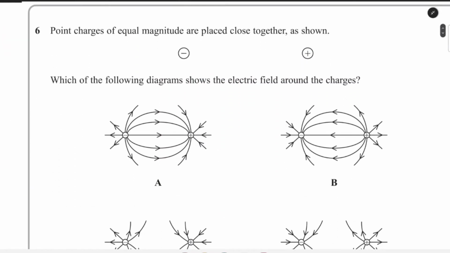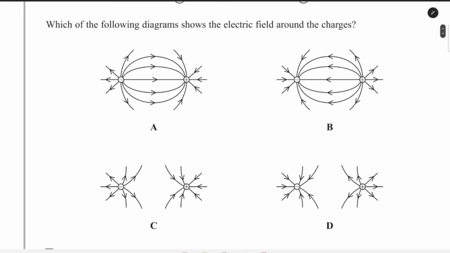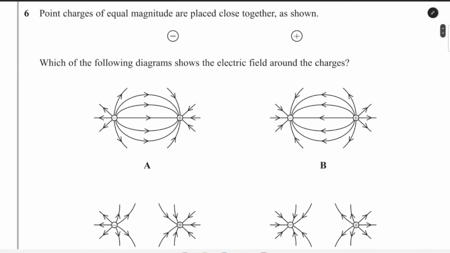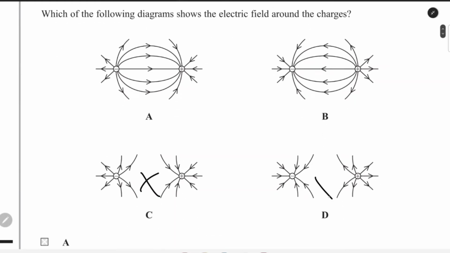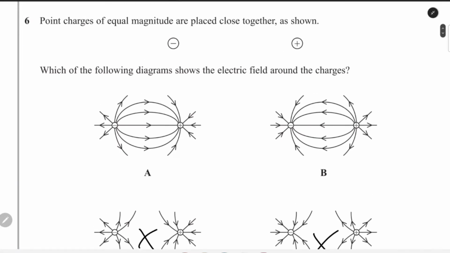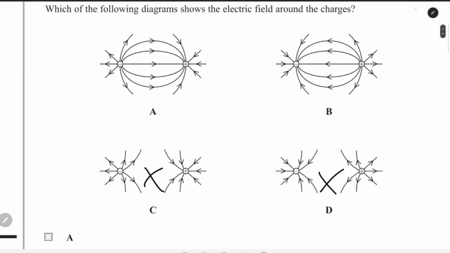Now for question 6, we have a negative charge and a positive charge placed close together of equal magnitude. A negative and positive charge will attract each other, so C and D are wrong. And we'll have field lines going from the positive to the negative. So option B is the correct answer.